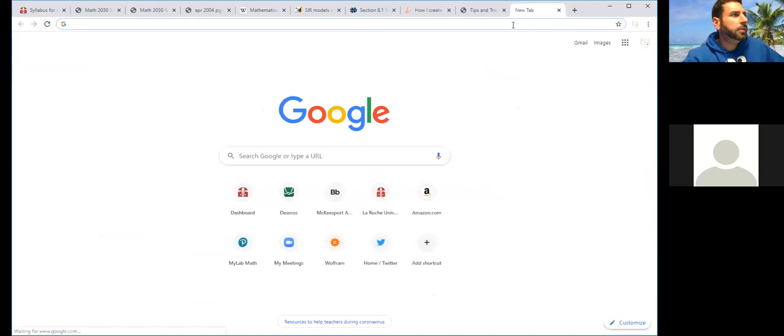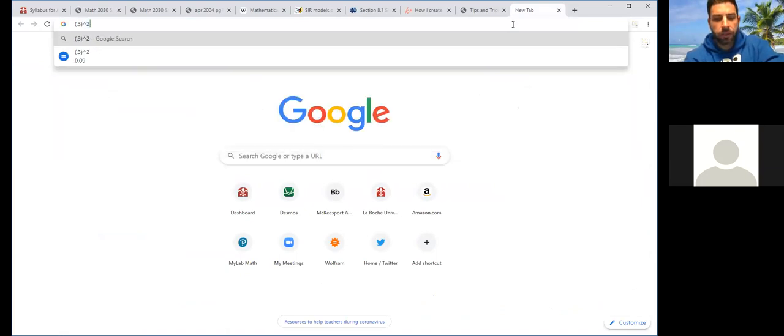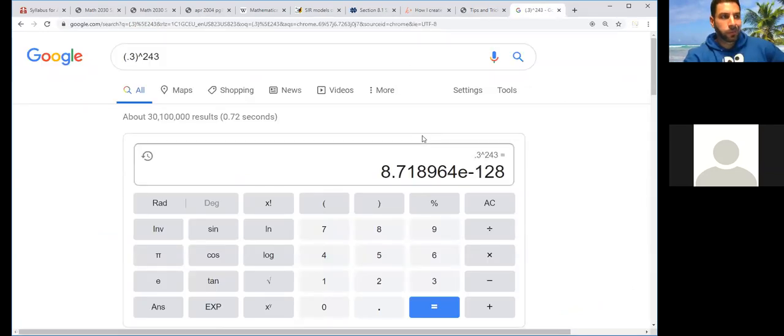If I just take the number, let's say 0.3, that's between -1 and 1, and I raise it to the 243rd power. Well, Google tells me that number is about 8.7 times 10 to the -128. That is essentially 0, an extremely small number. So hopefully you get the point that I am trying to make. I don't know that you do, but hopefully with some thought, it'll make sense.